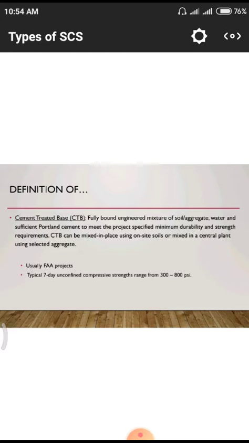First of all, we have to use this CTB, cement treated base, in two ways. We can mix it at the site, or we can order the CTB from RMC, that means ready mix plants.